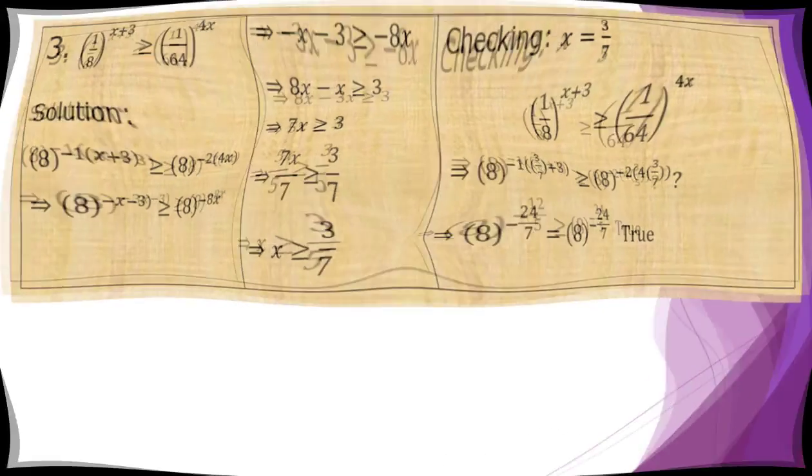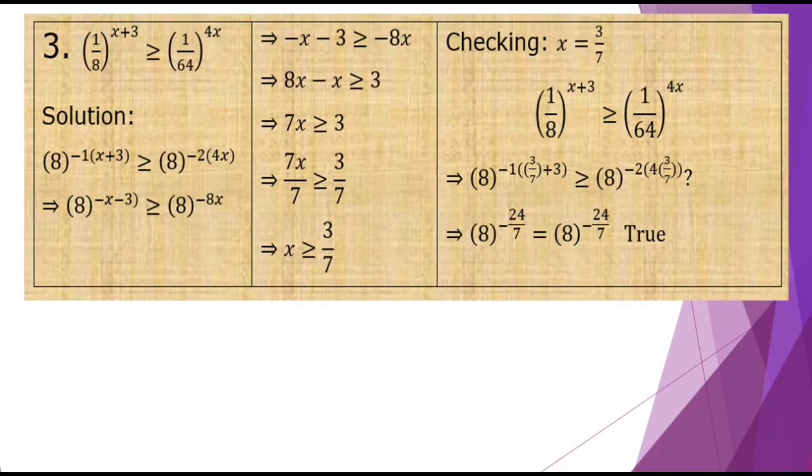Moving on to number 3, we have 1/8 raised to x plus 3 is greater than 1 over 64 raised to 4x. Now 1/8 can be expressed as 8 raised to negative 1. We copy x plus 3 exponent, greater than or equal to 1 over 64, which is 8 raised to negative 2. Then copy the exponent. We multiply this exponent, so we have 8 raised to negative 8x. And on the left hand side, we also multiply negative 1 to the quantity x plus 3. So this becomes 8 raised to negative x minus 3.